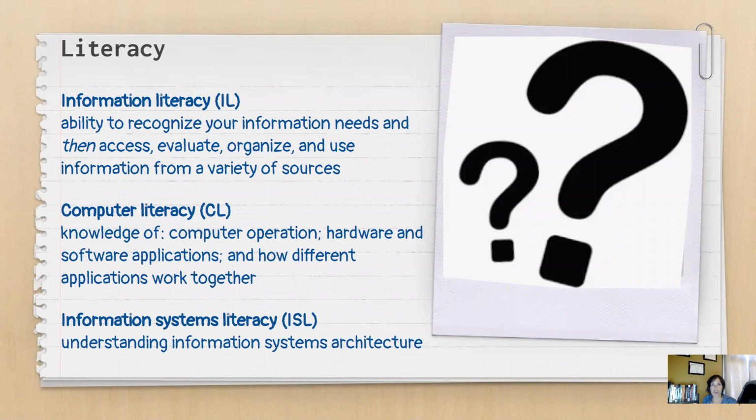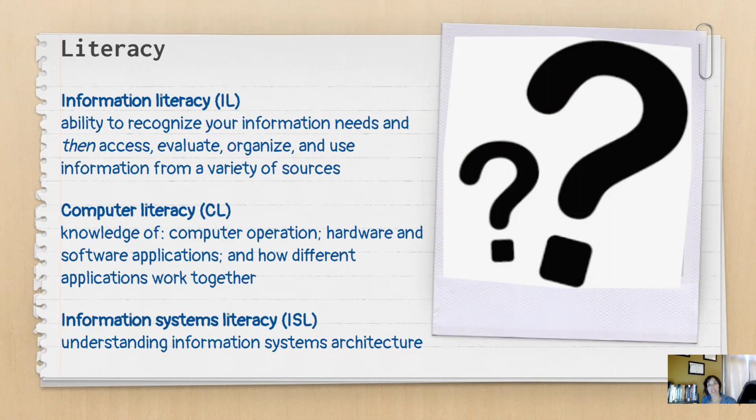It might seem a little strange to begin this course thinking about literacy, especially how most of us define the term, but the main purpose of an information system is to communicate the right information to the right person at the right time. Therefore, information literacy, which is knowing what information is needed, and then an ability to access, evaluate, organize, and use information from a variety of sources, is the first step to understanding information systems.